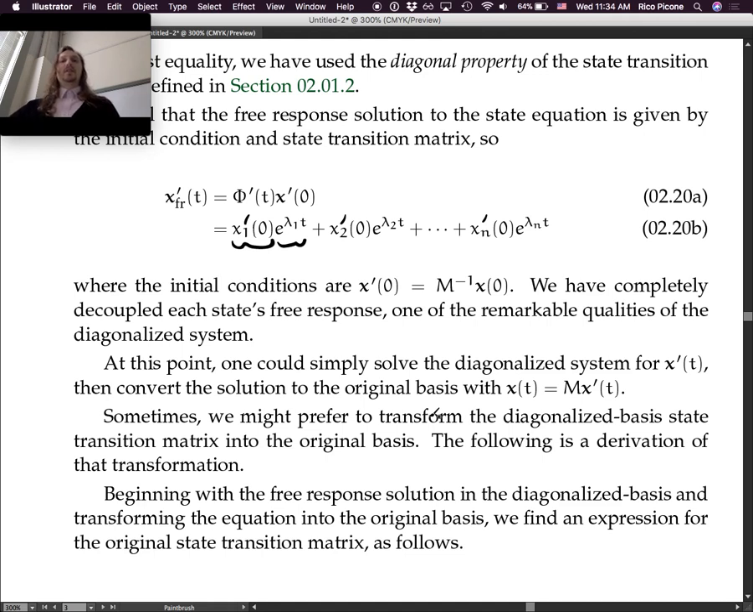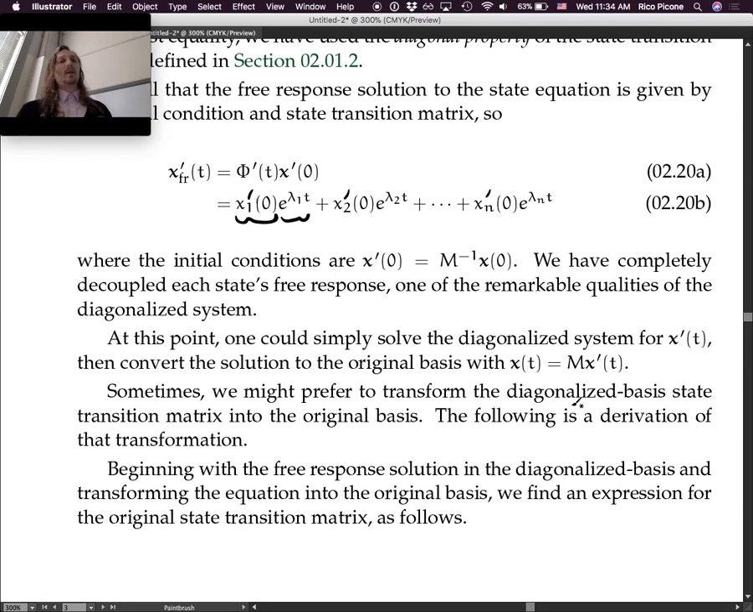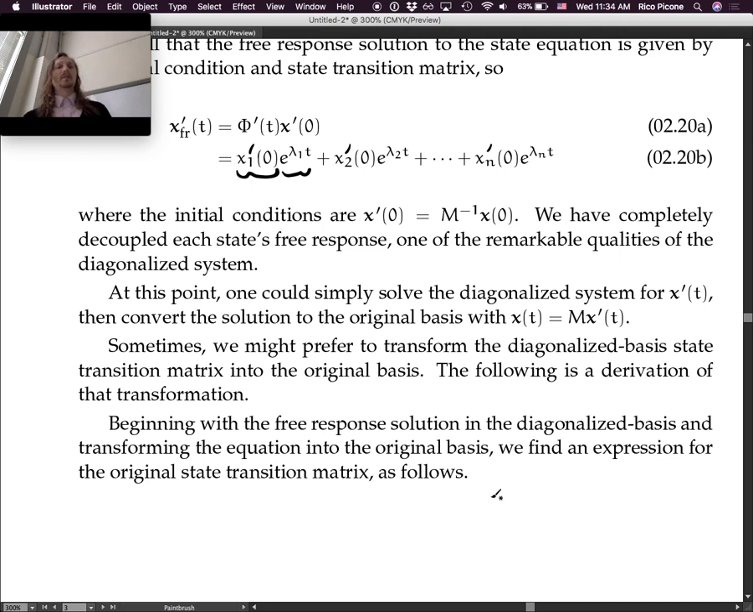Then convert the solution to the original basis by saying, okay, we know x prime of t. Now we can find x of t using the modal matrix to transform back to x. So that's one way to go, and that's a good way to go. You could convert over to your primed basis, your diagonalized basis, solve for x prime, and then convert it back to x. Okay? That's totally valid. Or we can go a different route, which is common to do. Sometimes we prefer to transform the diagonalized basis state transition matrix into the original basis, okay?